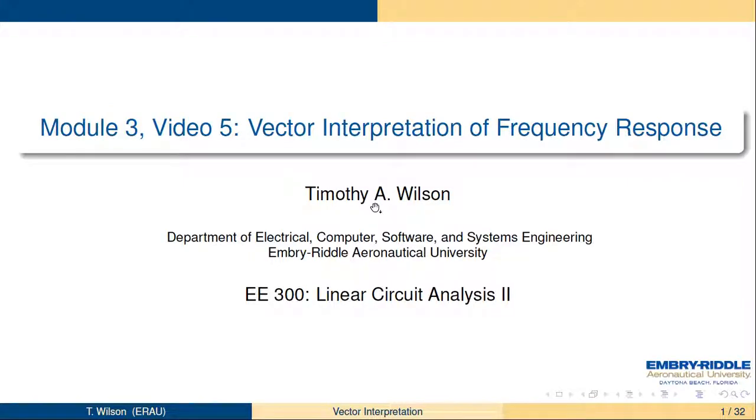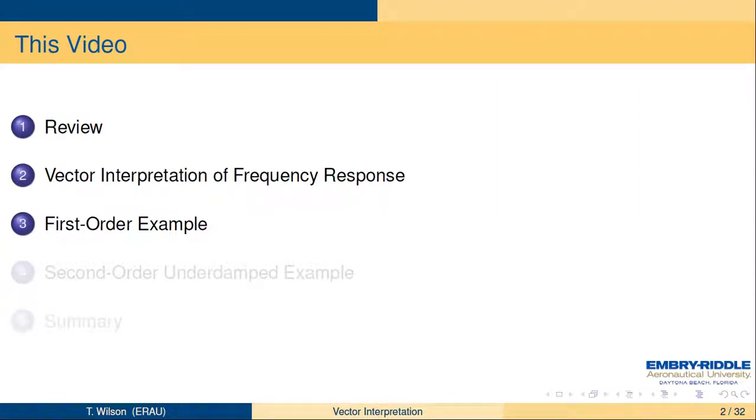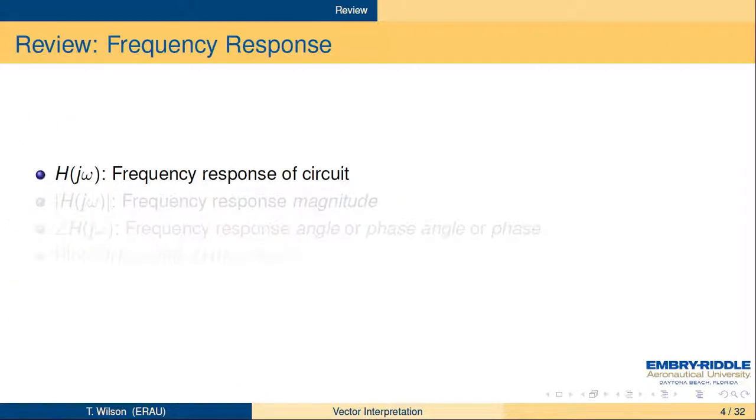This is EE300 Linear Circuit Analysis 2, Module 3, Video 5, Vector Interpretation of Frequency Response. As usual, we'll have a review, and then we'll introduce the idea of the vector interpretation of the frequency response. There'll be a first-order circuit example and a second-order circuit example using the underdamped resonant circuit, and then a summary of what we've done. So, review.